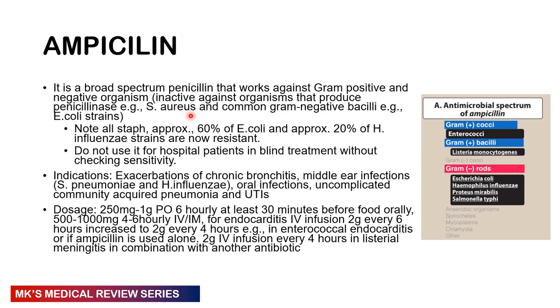So here is the antimicrobial spectrum of penicillin. It can work against gram-positive cocci like Enterococcus. It can work against gram-positive bacilli like Listeria monocytogenes. It can work against gram-negative rods like Escherichia coli, Haemophilus influenzae, though there is some resistance that we've noted with this of late, Proteus as well as Salmonella typhi. Then of course there is some activity against anaerobic organisms, spirochetes, mycoplasma, chlamydia, and others.